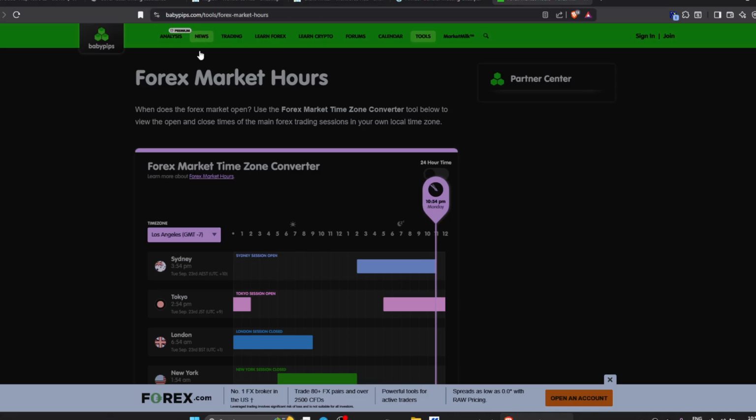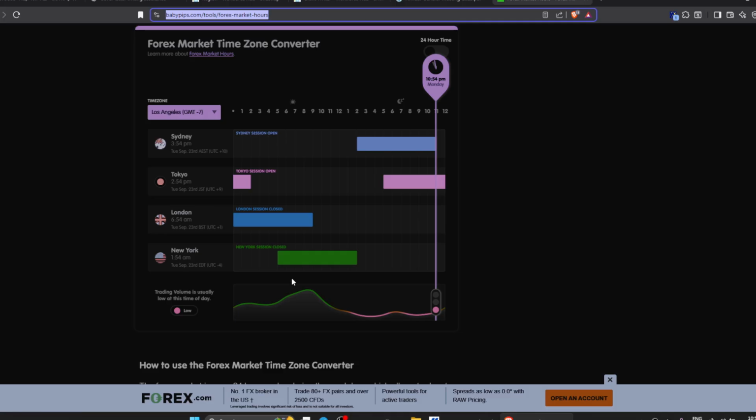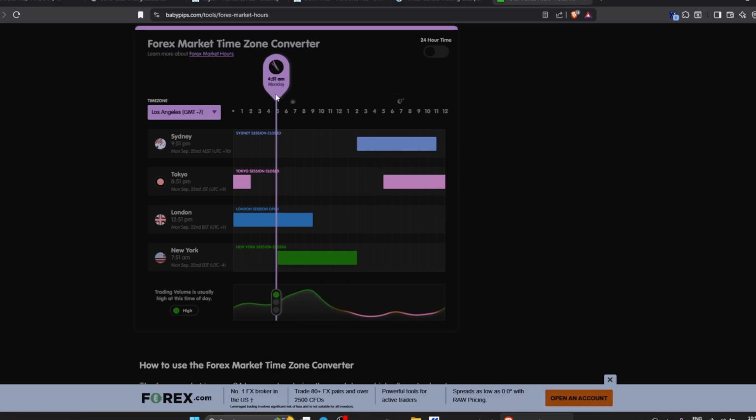You can go to babypips.com/forex-market-hours, pull this up, put your times in, and then slide this around and see the times. At the very bottom, there's New York, which opens at 8, which is 5 a.m. our time, and then it closes at 2 p.m. our time, or 5 p.m. New York time. That's pretty much going to be where the most volume is.